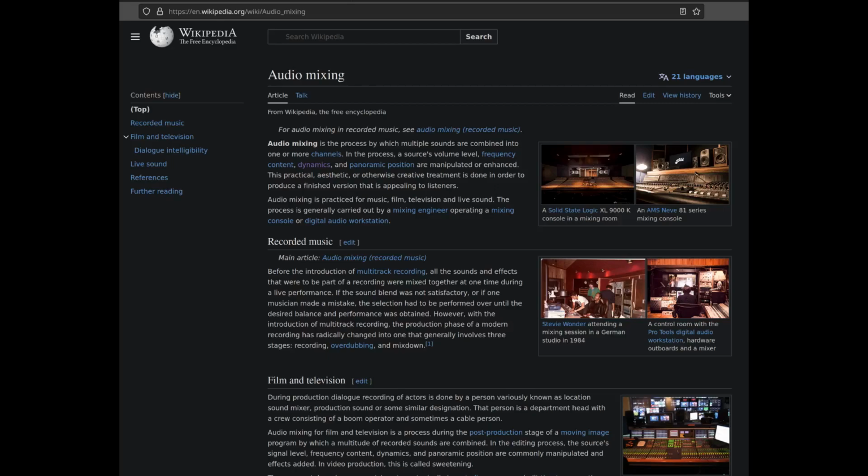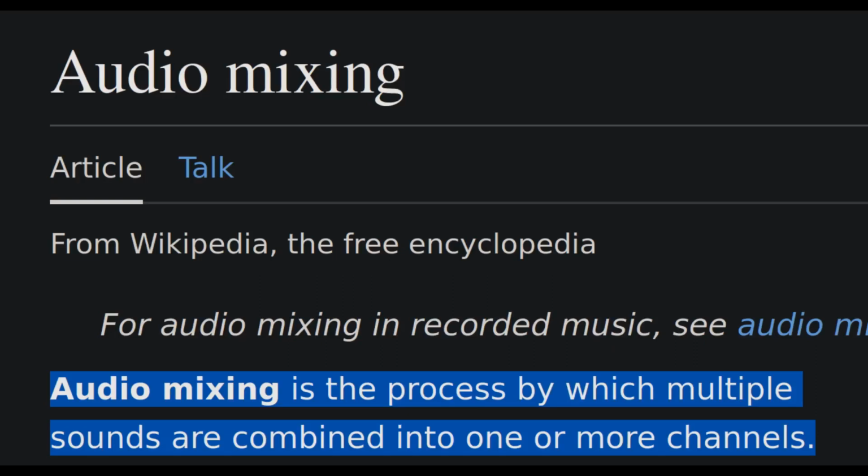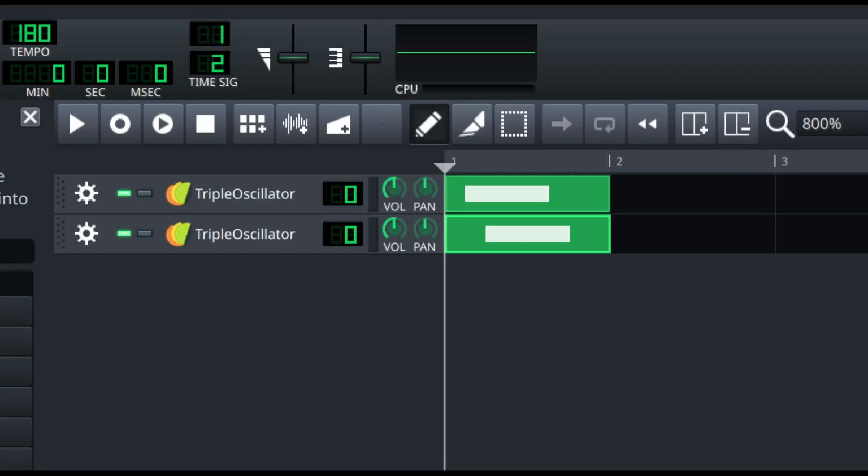Anyway, today we're talking about mixing. What is audio mixing? Well, as you can see on the Wikipedia page, audio mixing is the process by which multiple sounds are combined into one or more channels. So here's an example of mixing. And there you go, that's mixing. Just combine two sounds into one channel, and that's all.